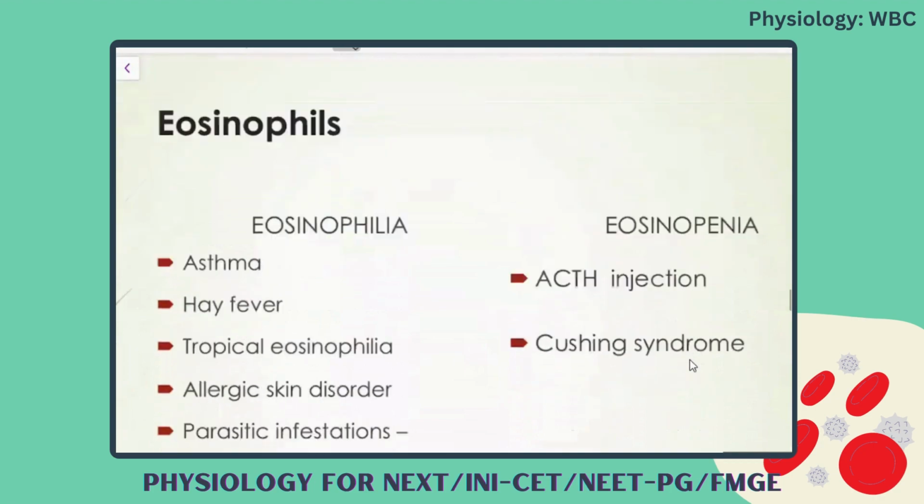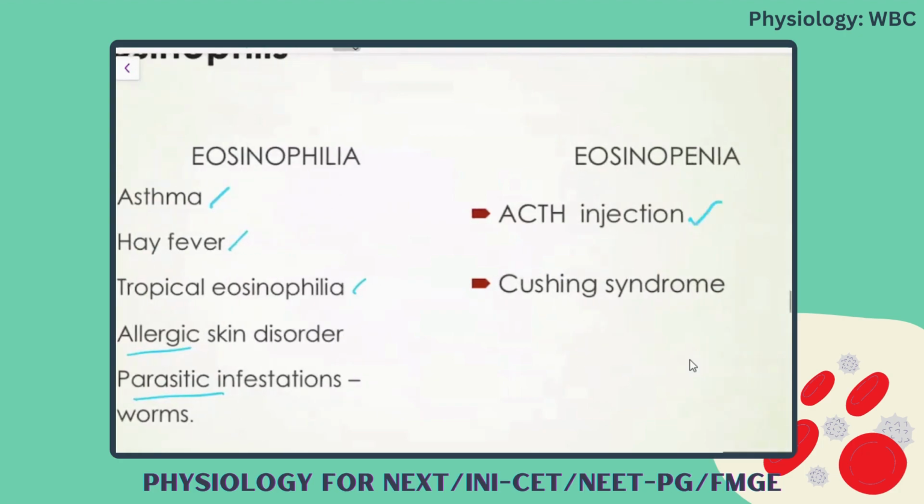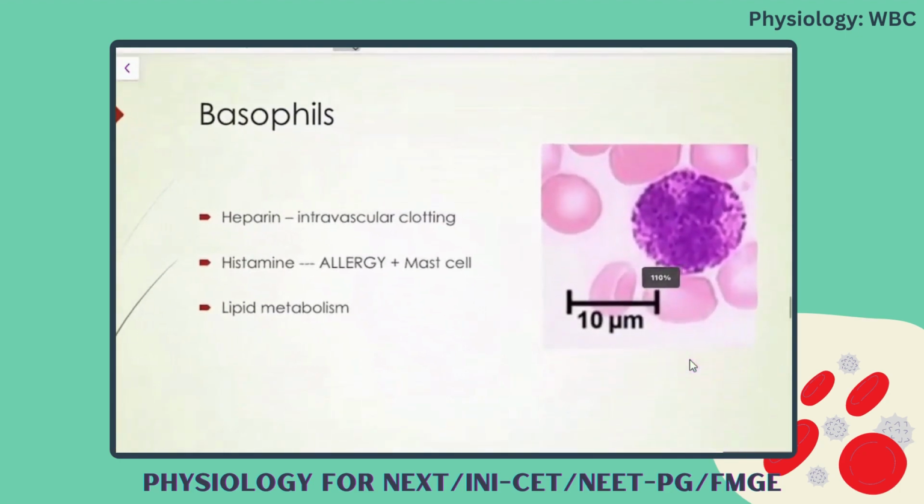So eosinophilia is seen in asthma, hay fever, the allergic condition, and tropical eosinophilia, allergic skin disorder, and parasitic infestations increase the eosinophilic count. If you are injecting with steroid injections, eosinopenia will take place. And in case of Cushing syndrome, eosinopenia will take place. And the other one is basophils. Basophils, mainly the allergy along with the mast cells. So the modified form of basophils is the mast cells which releases the histamines.